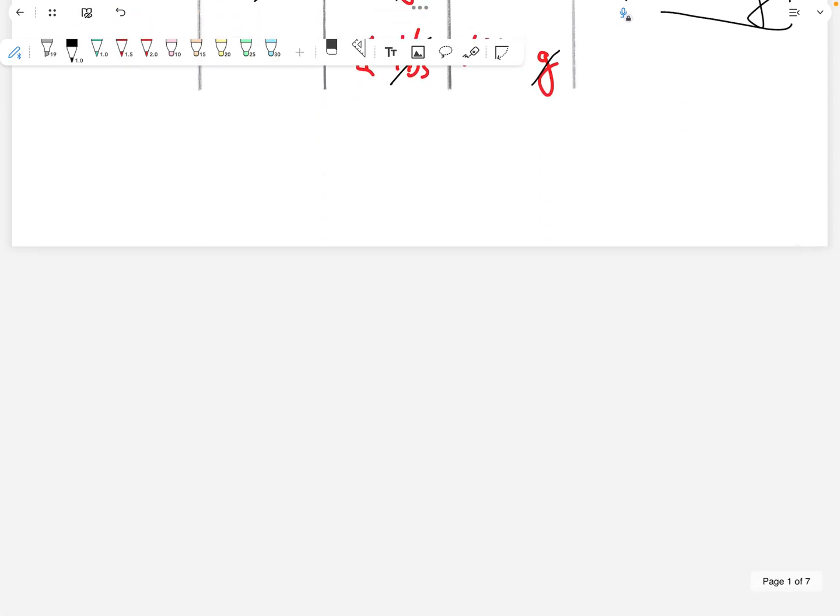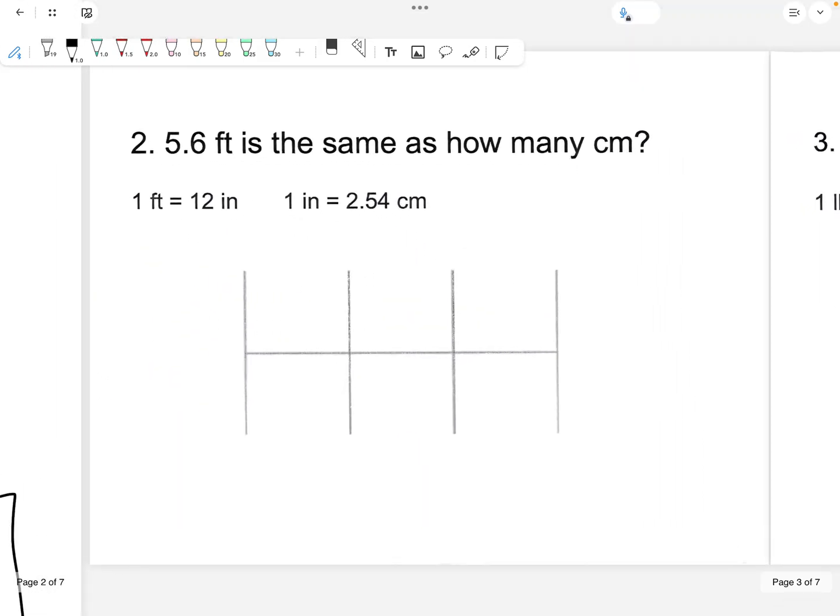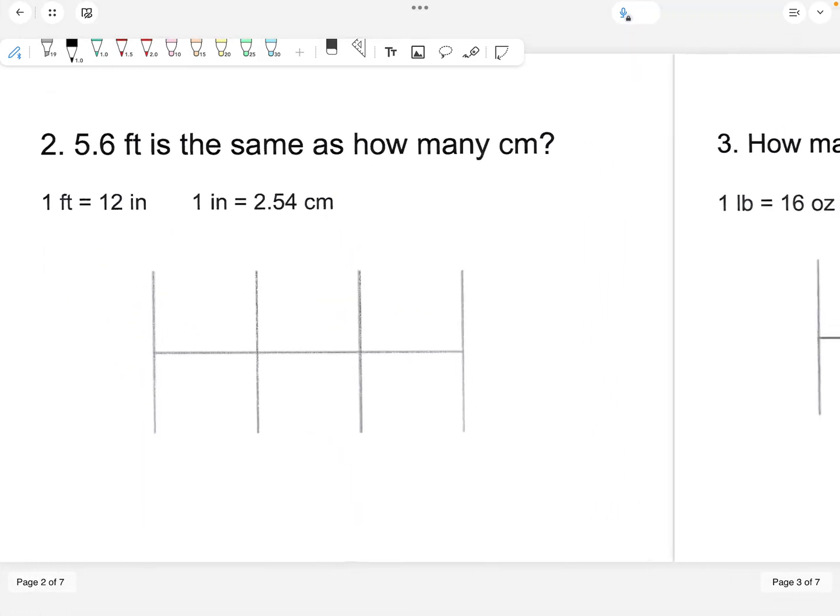Let's go to the next one. Where did that go? There it is. See, 5.6 feet is the same as how many centimeters? Well, there are the two conversion factors that you need for this problem. And what they've given you in the problem is 5.6 feet, and you're trying to find the number of centimeters. So you write down your number and your unit that you're given, 5.6 feet. And since feet is the unit, we're going to make sure feet gets down here. And this conversion factor has that in it.